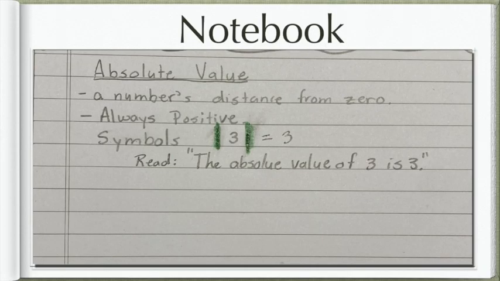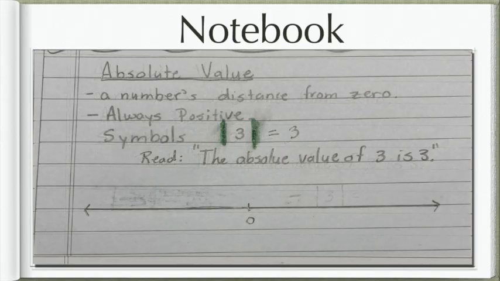I am going to explain a few of these pictures as we go, but pause as you need to get it copied down. So absolute value is a number's distance from zero. It is always positive. The symbols are those two green lines, and I apologize for the smudge. I tried to erase and it didn't quite erase. And it is read as the absolute value of 3 is 3.